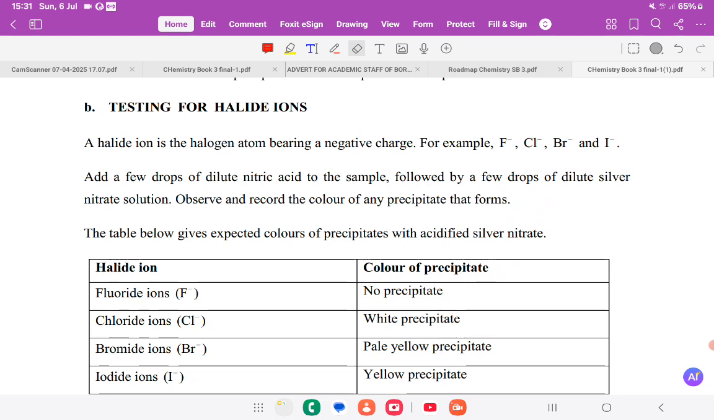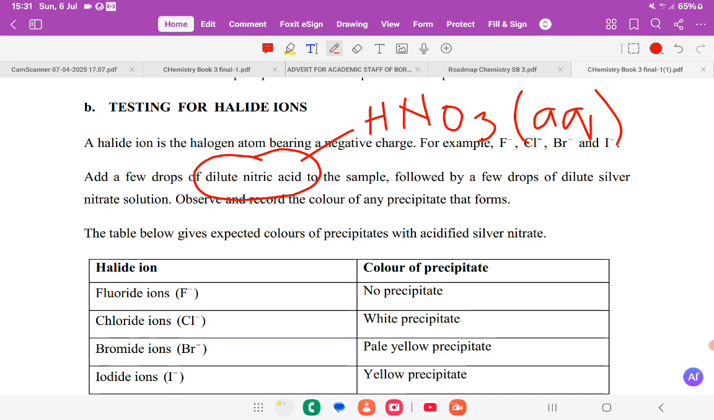you simply add, the procedure is simple, add a few drops of dilute nitric acid. Take note, here you add nitric acid. Nitric acid is HNO3. That's the chemical formula for nitric acid, but it has to be dilute, meaning it is supposed to be in solution form in which water is added.